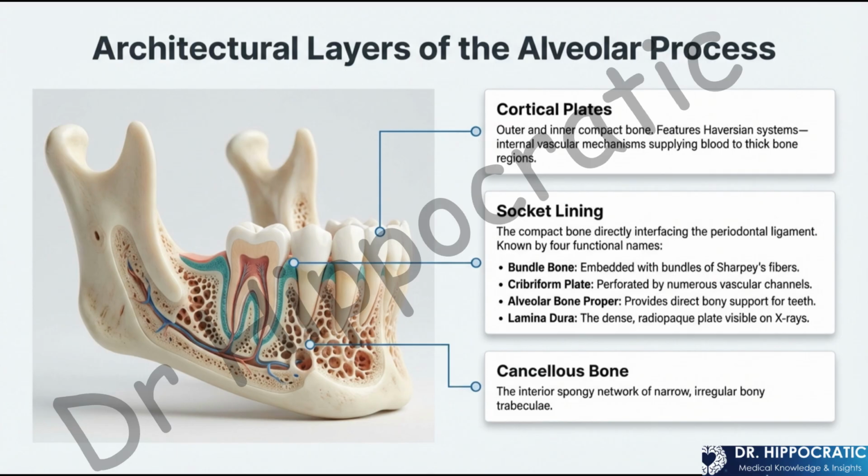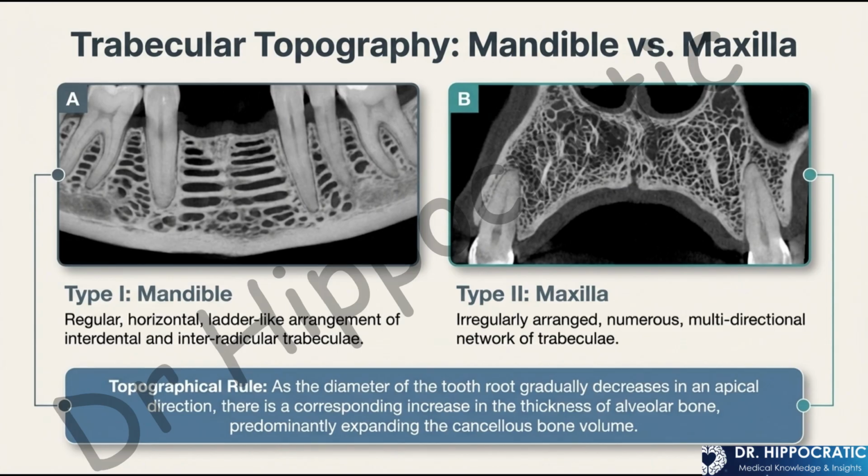Wow. Now, coming to next slide, it's fascinating how the architecture changes depending on where you are in the mouth. The atlas compares the upper and lower jaws, and they look like entirely different construction projects. They really do. The lower jaw, the mandible, looks incredibly neat and organized, like a horizontal ladder. But the upper jaw, the maxilla, looks like a chaotic spiderweb. The structural demands on those two bones are just completely different.